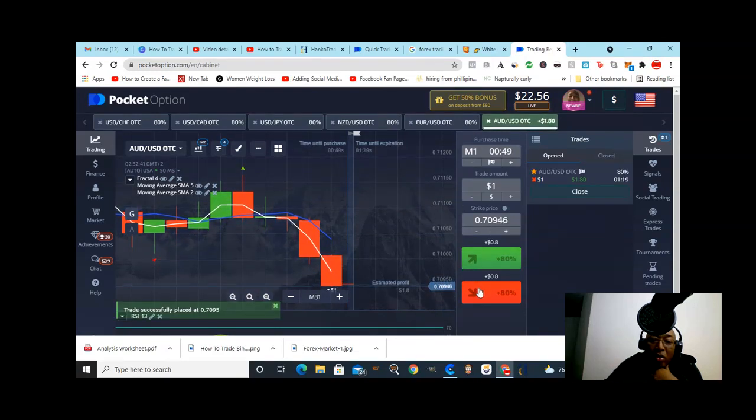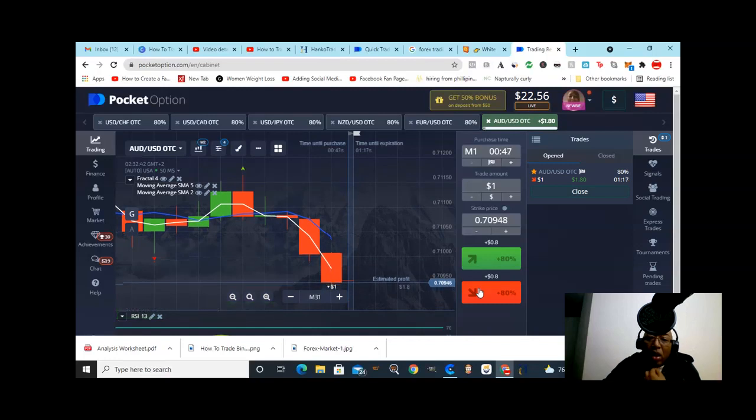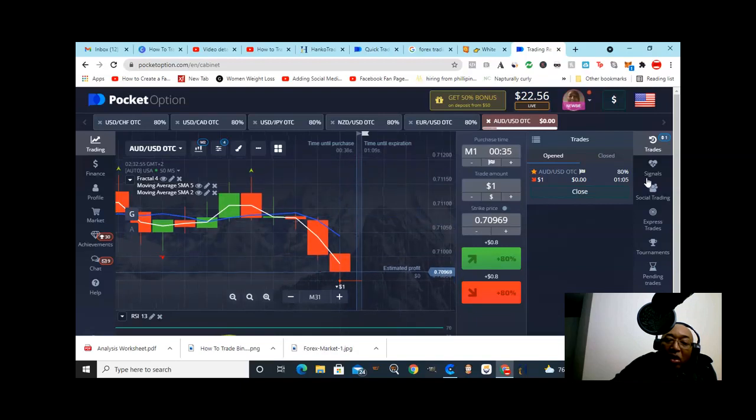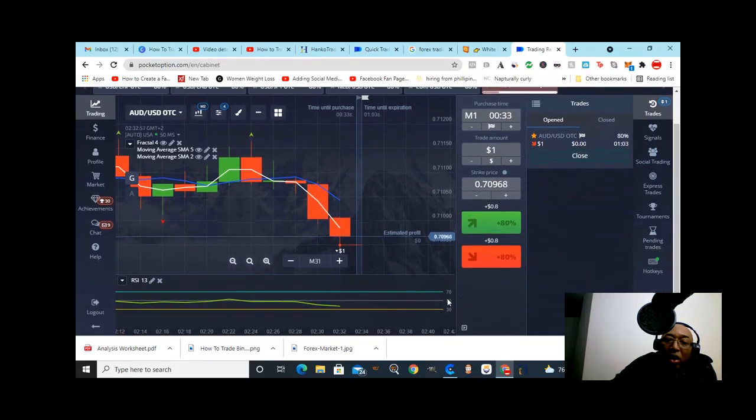Now we are losing that one because the market just changed directions. There's going to be a reversal. We entered too quickly, and you can see the RSI is not in the middle. So I think we are going to lose the $1. Can we recover the dollar? Yes, we can recover the dollar.